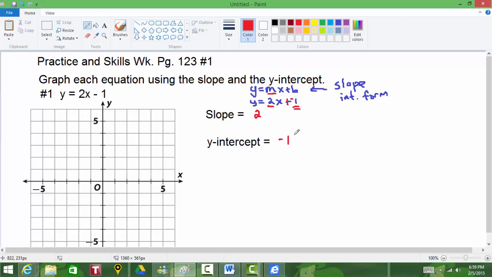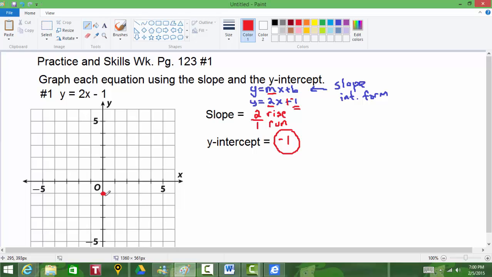So I'm going to start off by graphing my y-intercept. I'm going to go over to my y-axis, right over here, go all the way down until we get to negative 1, and plot it. And then I'm going to look at my slope. Well, my slope is written totally simplified as a 2. And I'm going to write it in ratio form as 2 over 1. Remember that the top number is going to be your rise and the bottom number is going to be our run.